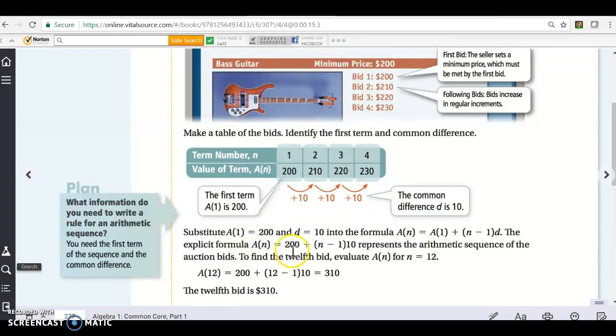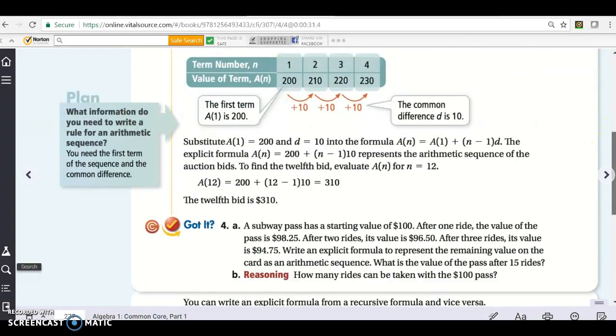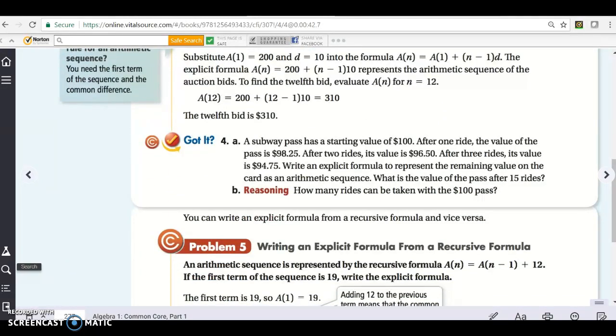So a sub n equals 200 plus n minus 1 times 10 represents the arithmetic sequence for the auction bids. To find the 12th bid, I need to evaluate a sub n for n equals 12. So a sub 12 equals 200 plus 12 minus 1 times 10. And then when I evaluate that, I get 310. So the 12th bid is $310. All right, let's do it on our own now.